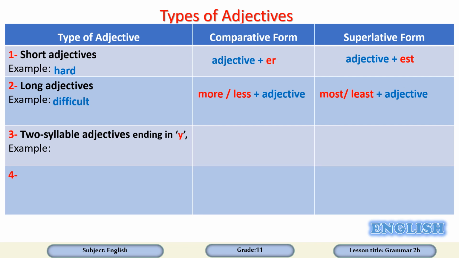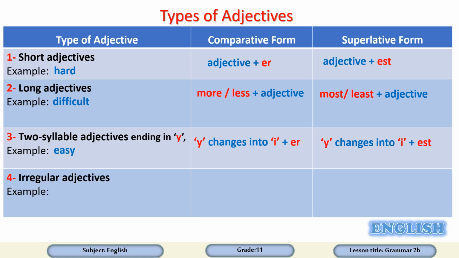The third type of adjectives is that of two-syllable adjectives ending in y. For example, the adjective easy. To form the comparative of this type of adjectives, we change the y into i and we add er to the adjective. And to form the superlative, we change the y into i and we add est to the adjective.